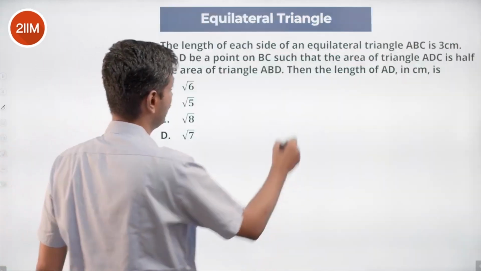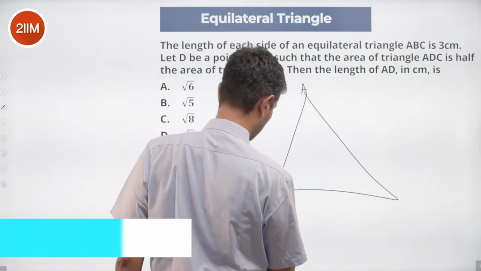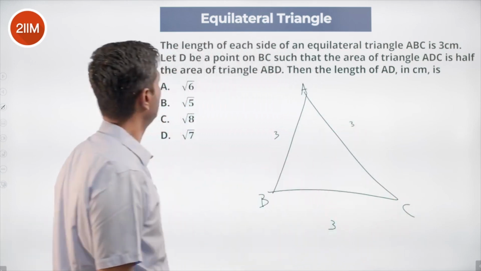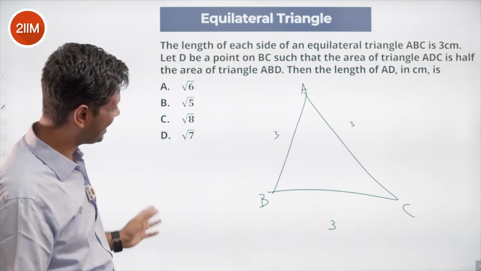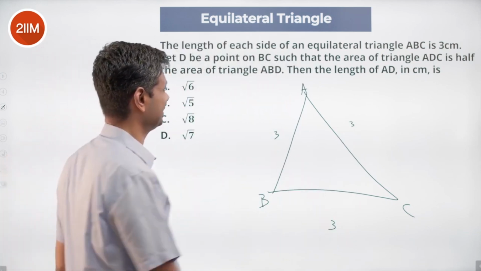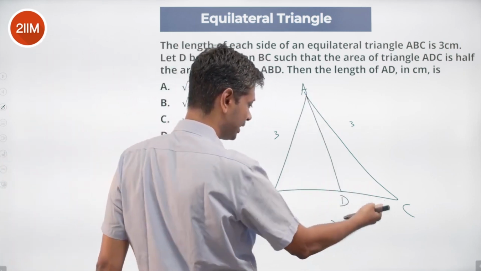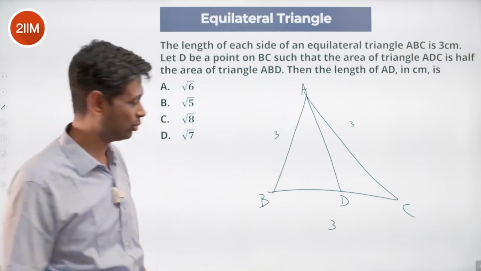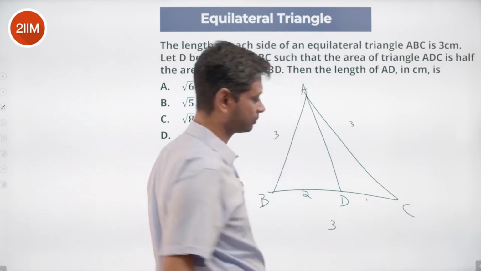The length of each side of an equilateral triangle ABC is 3 centimeters. ABC: 3, 3, 3. Let D be a point on BC such that the area of triangle ADC is half the area of triangle ABD. D is some point here. This area is half of this. The height is the same. Bases should be in the ratio 1:2. Or BD is 2, DC is 1.